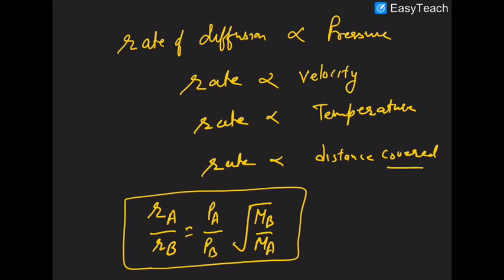Are you sure about that or not? So that we have to understand. Okay, so we will have a different kind of relation. RA by RB can be equal to what? Can be equal to the distance traveled by particle A divided by the distance traveled by particle B under the same conditions. So this also has to be taken into account.